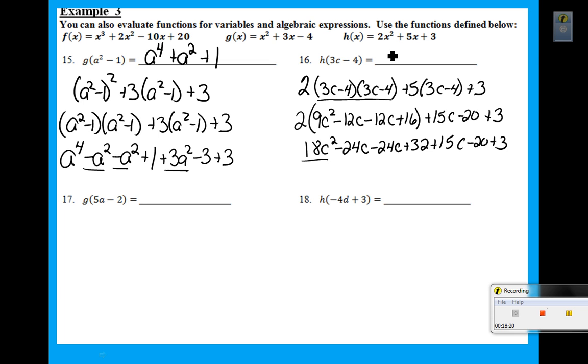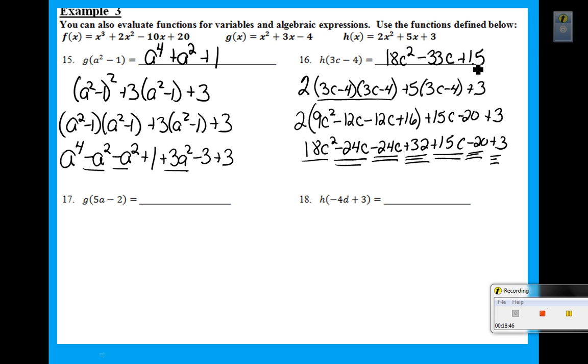And then go through and find all of your like terms. That's my only squared term, so I got 18c squared. When I go through and combine negative 24, positive 15, it looks like I'm going to get negative 33c. And then I'm going to combine 32, negative 20, and positive 3 and get 15. So there's what I got so far.